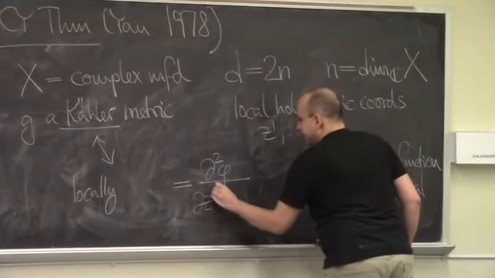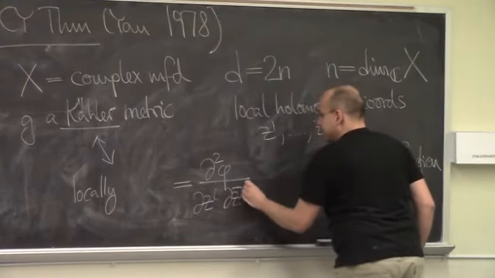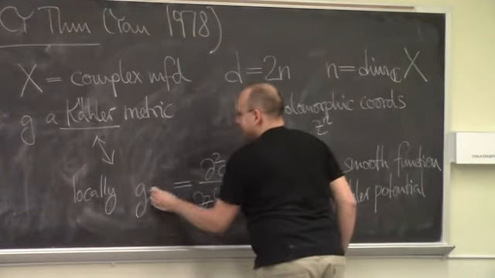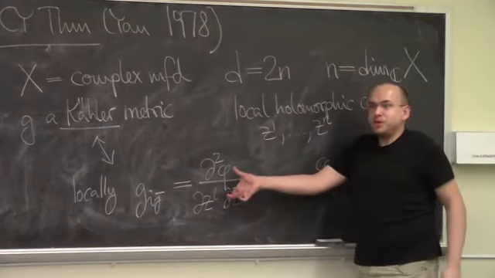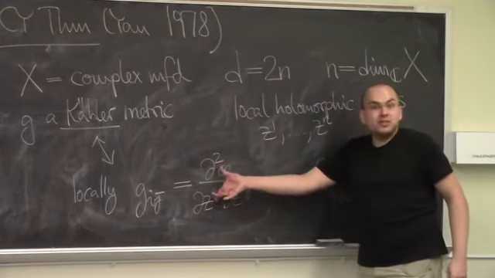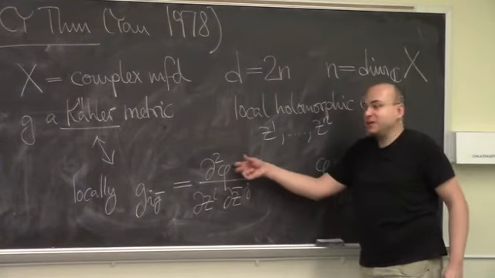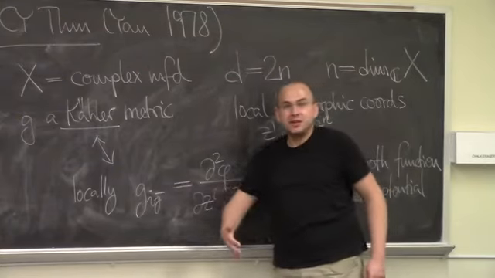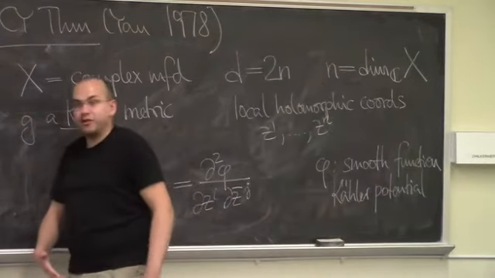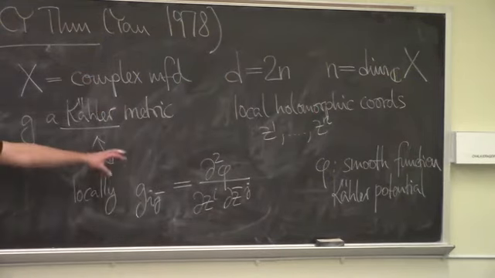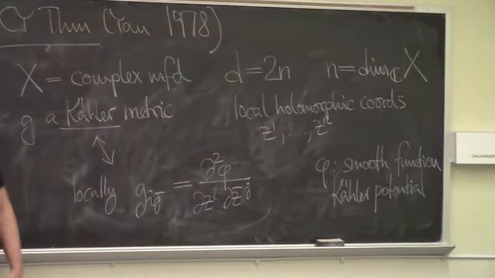Times dz_i dz-bar_j, and this gives me the i-j-bar component of the metric tensor. So this is always going to be a matrix-valued function with values in the Hermitian matrices, because I'm assuming that phi is real. So this defines a field of Hermitian matrices that I can view as a field of symmetric real matrices. And then, of course, I want to assume that this is positive definite, so that it defines a metric tensor. So this is what Kahler metrics are.